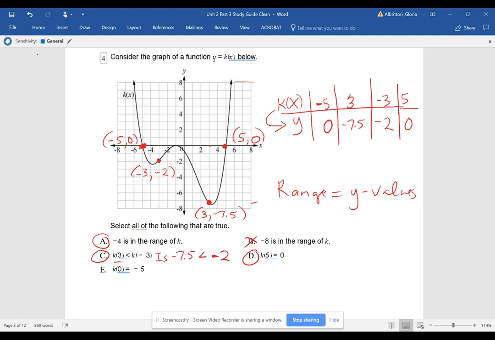And then it says K of 0 is negative 5. Okay, let's find out. Let's make this 0. So when x is 0, that means you don't move at all. Let's go to the graph. It's right here. That is not way down here at negative 5. So this is not true. So the only ones that are true are A, C, and D.